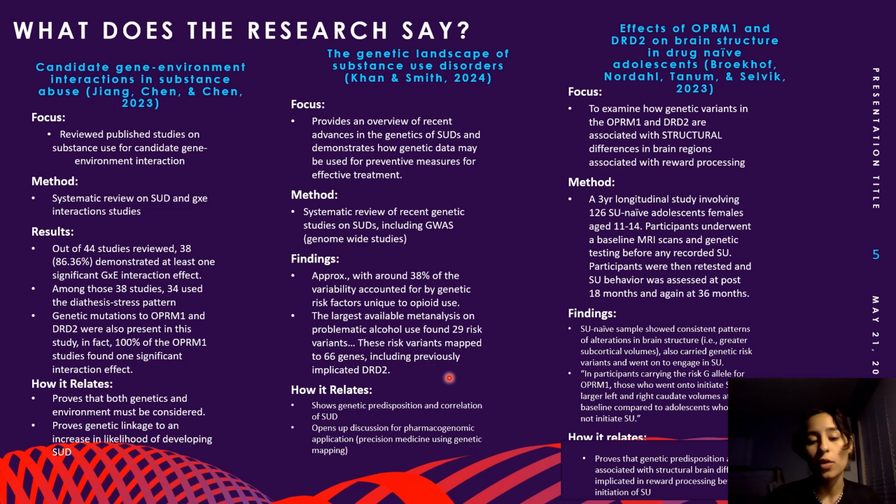They also went over the largest available meta-analysis on problematic alcohol use and found 29 risk variants. These risk variants mapped to 66 genes, including the previously mentioned DRD2. This study was important because it opens up the discussion for pharmacogenomic application or precision medicine using genetic mapping, which is, again, something that we're going to go over in the treatment implications slide.